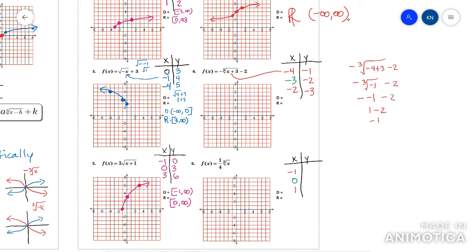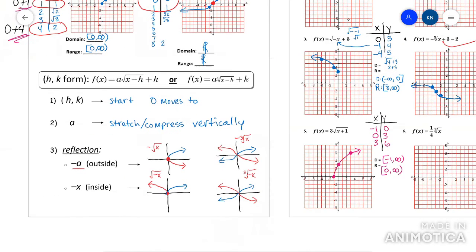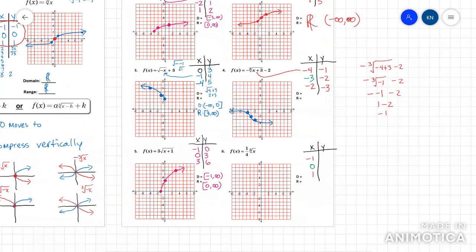Let me do it in a different color. -4, -1, -3, -2, and -2, -3. And then it's just a cube root pattern. So it kind of levels off like this and then drops and then levels off like this as well. Notice it resembles the shape of this red line. All right, and again, the domain and range of these is all reals.